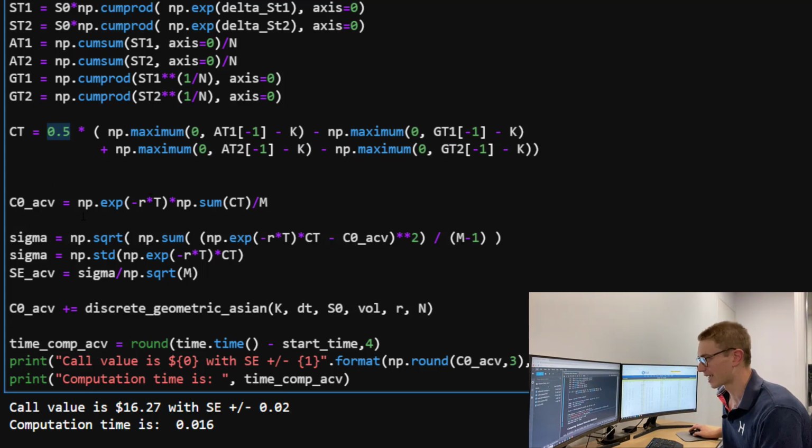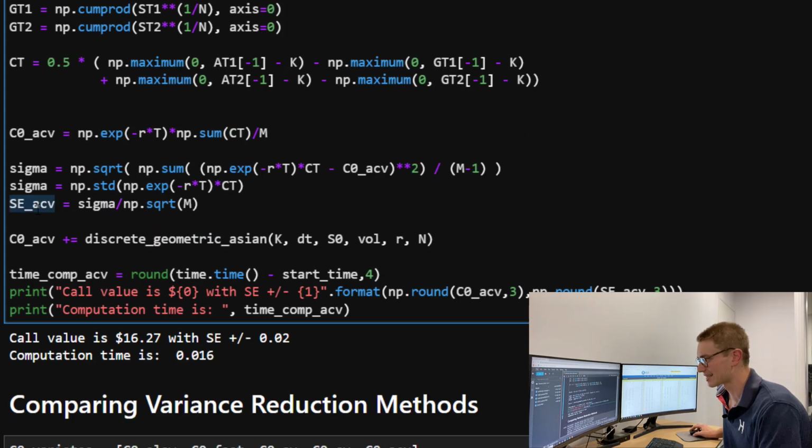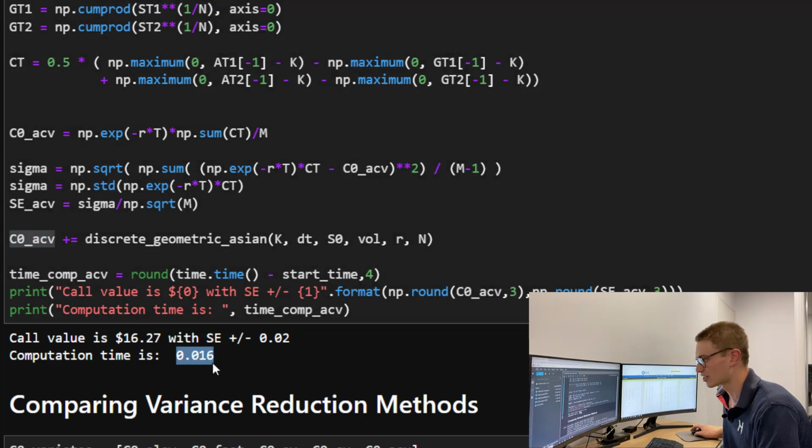Now we're going to calculate the discounted expectation of this portfolio payoff over all these 1,000 simulations, and then we can compute our standard error, and then we add back our discrete geometric Asian price to this portfolio. And now we've got a very accurate price of 16.27 with a standard error of 0.02. Now the computation time has gone up.